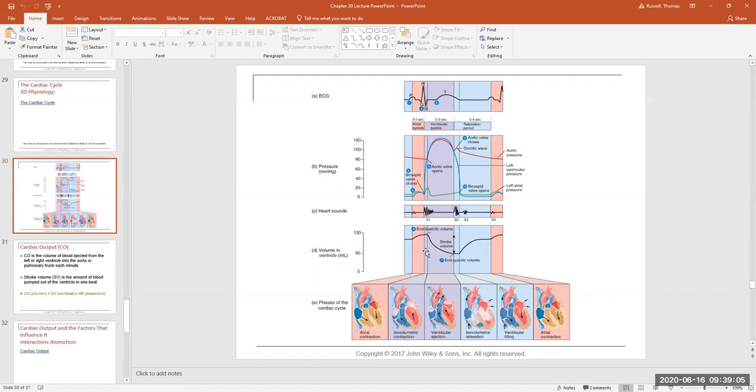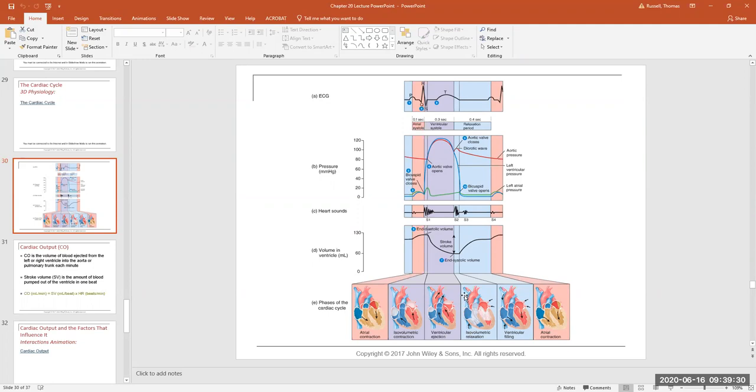That's why it's colored purple. And isovolumetric relaxation, which begins when the ventricles begin to relax. So in these two areas, at the end of them, some valves are going to open. And that's what's important. The semilunar valves open at the end of isovolumetric contraction. The AV valves open at the end of isovolumetric relaxation.